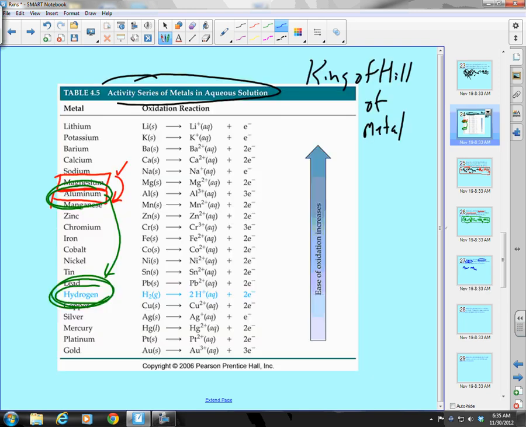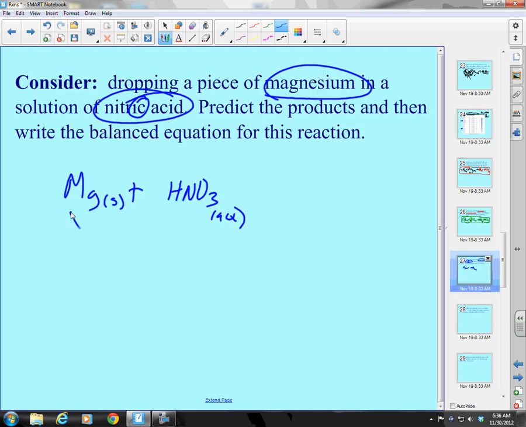Where is magnesium? I still can't read this because I keep making a mess of this. Here is magnesium. Is it above hydrogen? Yes, it is. So that means magnesium will replace hydrogen. Means my magnesium is going to go through here. My hydrogen is going to come over here. I'm going to form hydrogen gas. I need 2 of those. It's diatomic. It's going to form what?